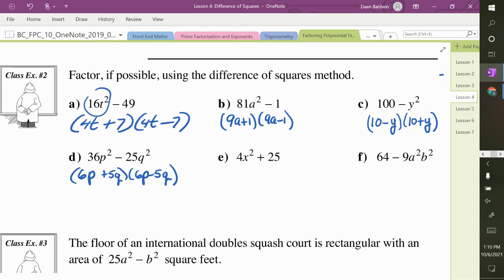What about E? No. Why? You can square root everything, but it's not a subtraction. Therefore, it's not a difference of squares. So just say nope.